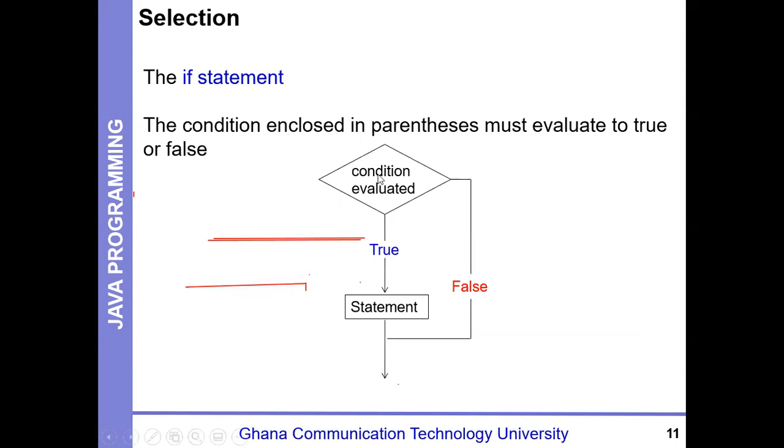So this is just a graphic that explains what we're talking about. You evaluate a condition. If it is true, then you run the statement. If it is false, nothing happens. But not because nothing happens, but because we have not told the computer what else to do. We've just said, if it is true, then do this.